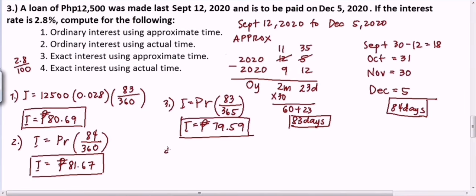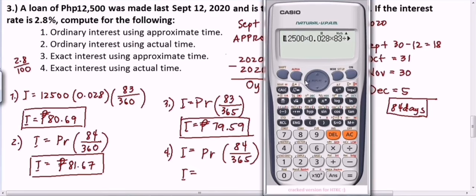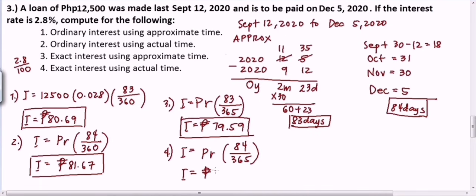Okay? And then, the last one, number 4. So, PR, pero, 365 pa rin dahil exact, pero ang gagamitin ay actual time, which is 84. So, ang I natin is, edit ko lang to. Ayan, gawin ko siyang 84. Naka-over 365 naman. So, the answer is 80.55. So, that is how you compute the ordinary and exact interest using approximate and actual time.